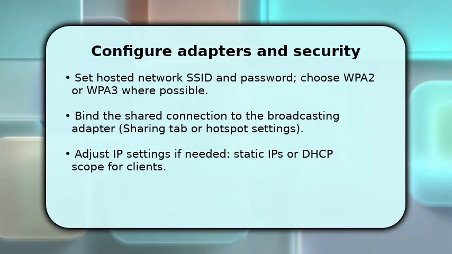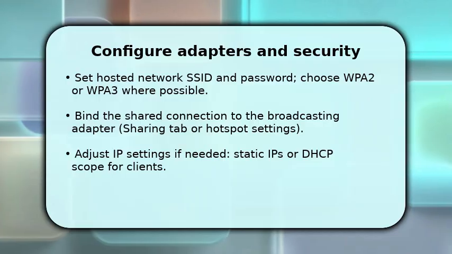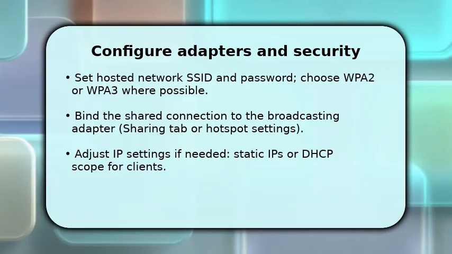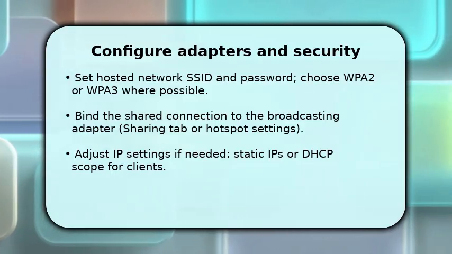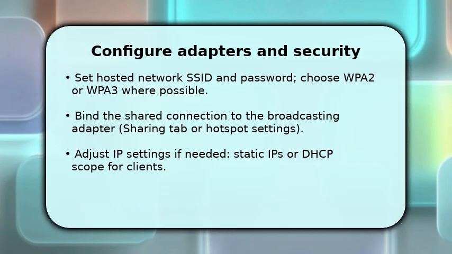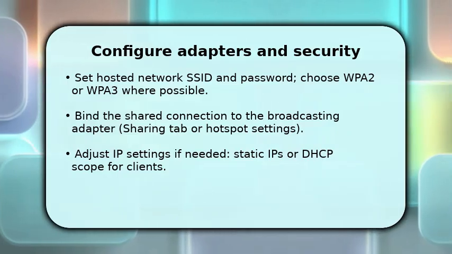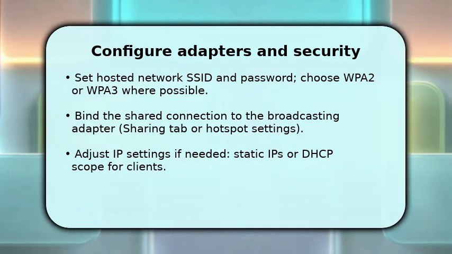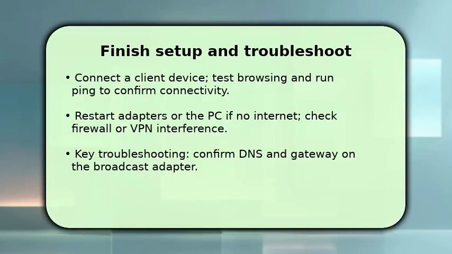Once configured, go to the original Internet Adapters, Sharing tab, and bind the connection to the broadcasting adapter so traffic flows correctly. If devices must use specific addresses, assign a static IP or configure DHCP scope. These steps ensure client connectivity. Finally, connect your client device and test access by browsing and pinging a reliable host.